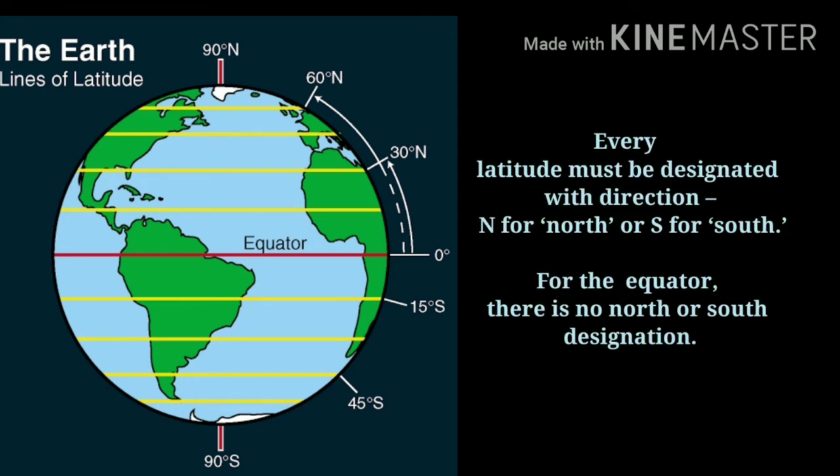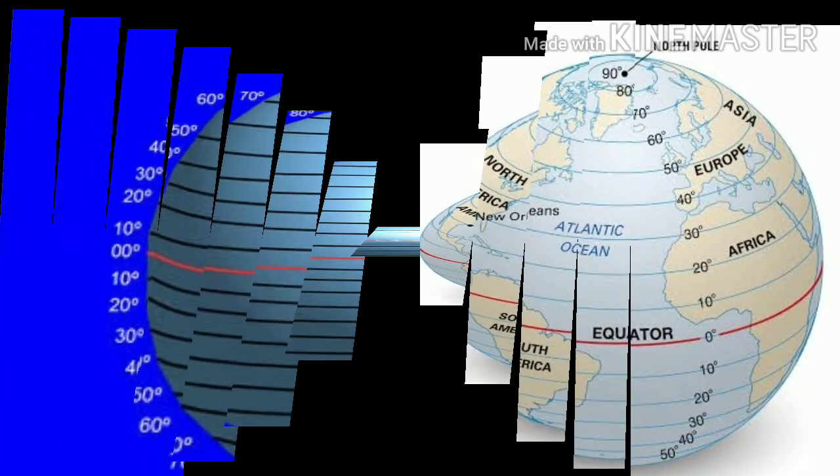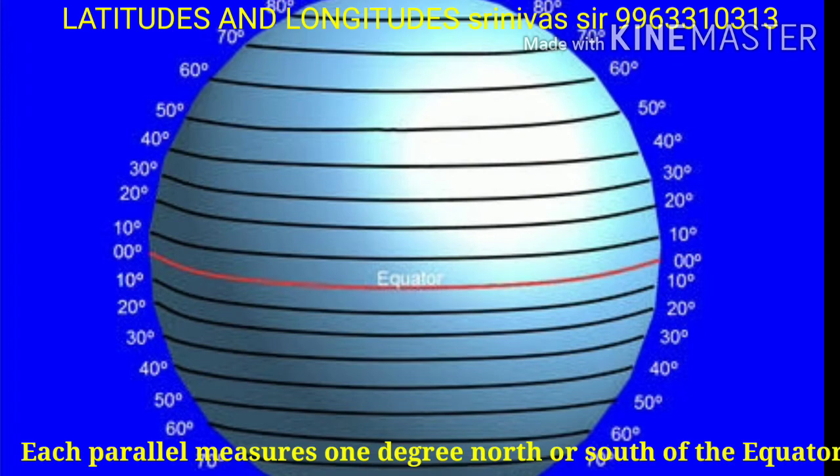Every latitude must be designated with the direction N for north and S for south. For the equator, there is no north or south designation. Latitude values range from 0 degrees at the equator to 90 degrees north, the North Pole, and 90 degrees south, the South Pole.